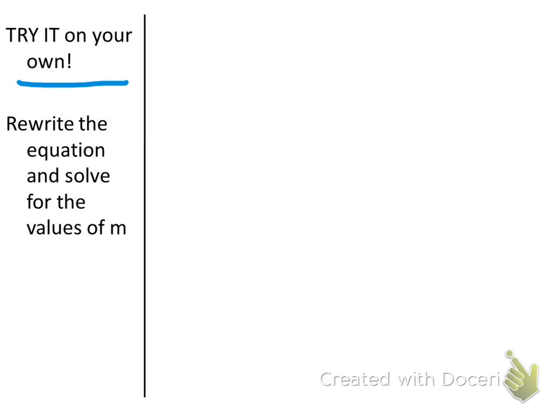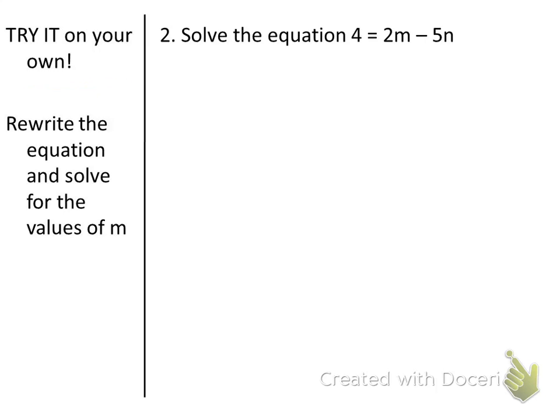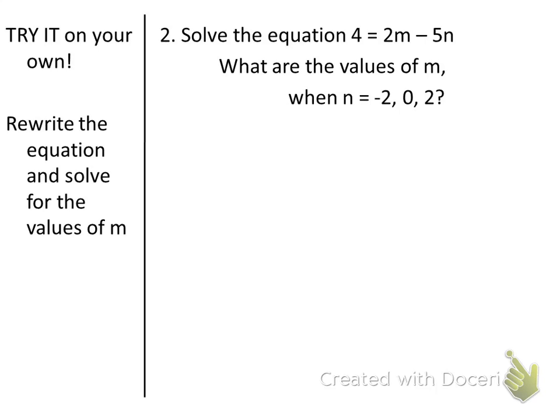Okay, now I'd like you to try it on your own. You're going to rewrite and solve this equation. The equation is 4 equals 2m minus 5n. What are the values of m when n is negative 2, 0, and 2? So try this on your own. Solve the equation for n. So you need to find out n equals blah, blah, blah, and then solve for those 3 values. Please pause the video.